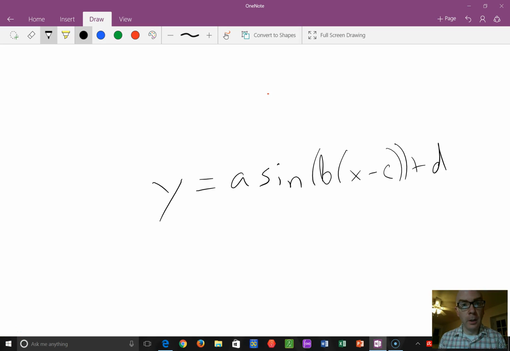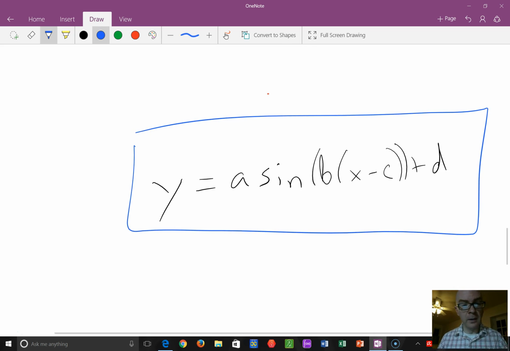Hello, Mr. Stone here, and we are going to look at how to model a periodic phenomena with the sine function. So for starters, we're going to look at the average monthly high temperature in the wonderful city of Chicago over the course of a year and figure out how we can model that using our sine function. We're going to start by just looking at our basic model of a sine function.